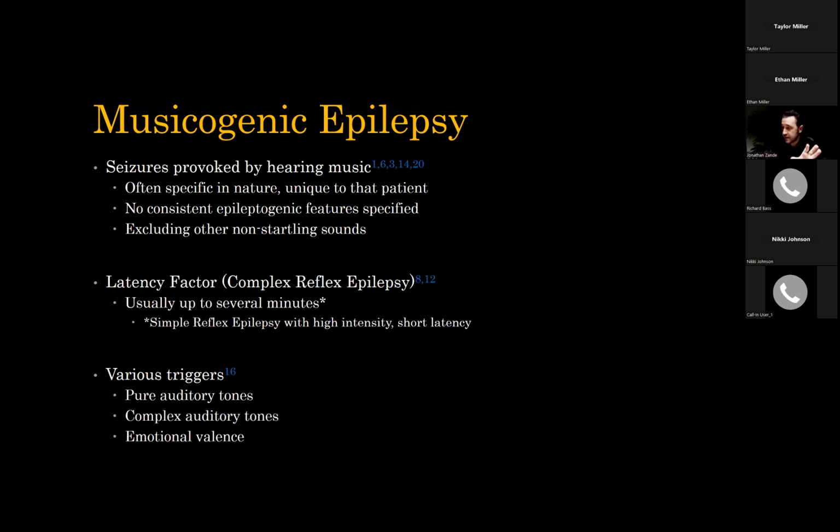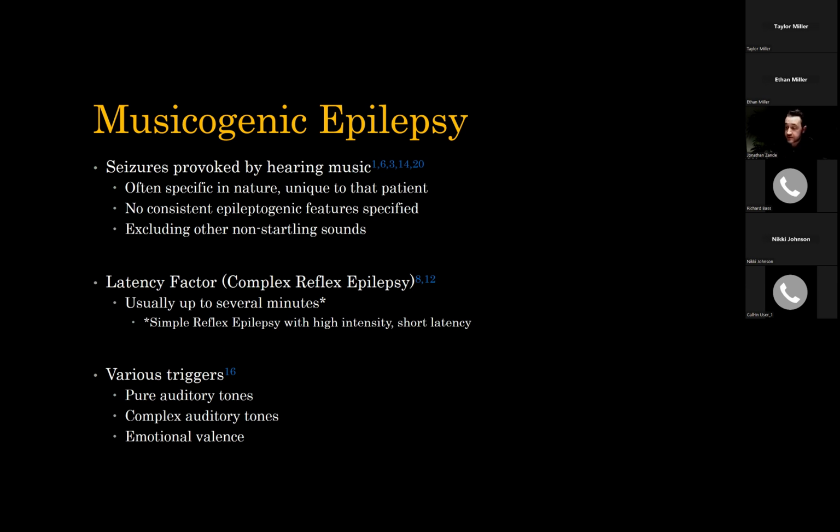Most reflex epilepsies come very quickly after the stimulus occurs. Musicogenic epilepsy tends to be a little different from that. Sometimes it can happen up to a couple minutes after. So they hear the song, a couple minutes later have the seizure. We're not quite sure why that happens, but it's something that's been pretty well established.